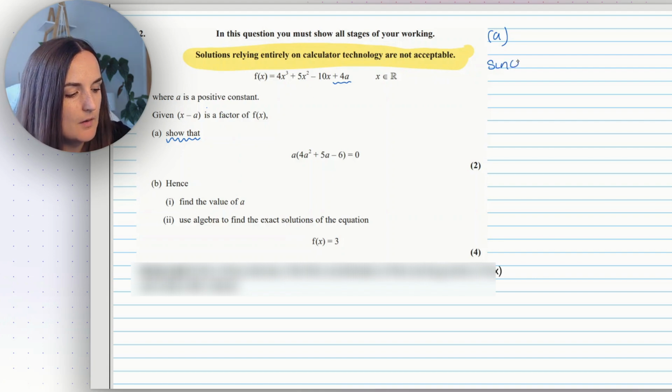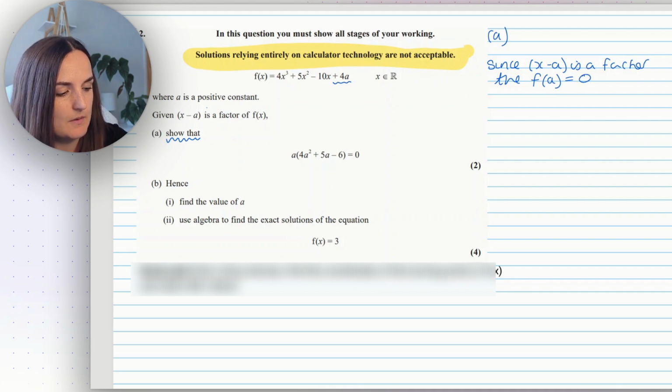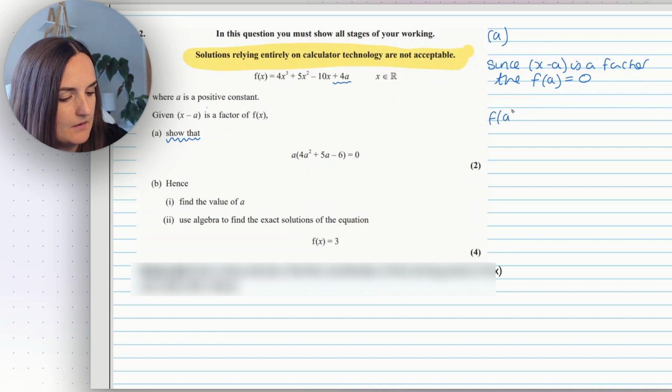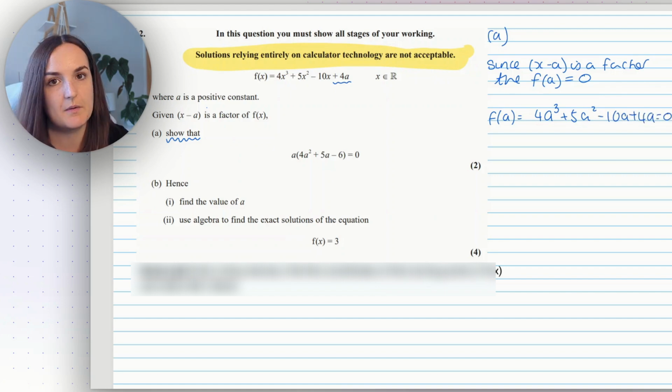So I would start by writing something. Since x minus a is a factor, then f of a, so when you substitute a in, should equal 0. Then you proceed after writing that, but you're showing here that you know this is factor theorem. So f of a, if we substitute in a, we get 4a cubed plus 5a squared minus 10a plus 4a, and we know that can equal 0 because of the factor theorem.